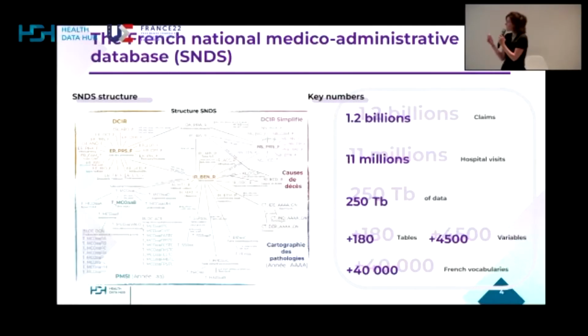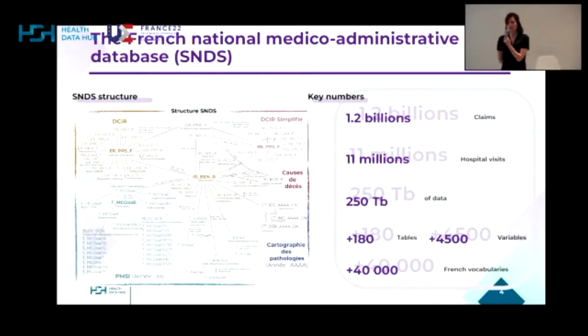To give you some numbers, inside the SNDS, each year you have 1.2 billion claims. Each year you have 11 million hospital visits. So in total, since 2006, we have 250 terabytes of data. So it's very complex to use this data, and we have the complex structure.